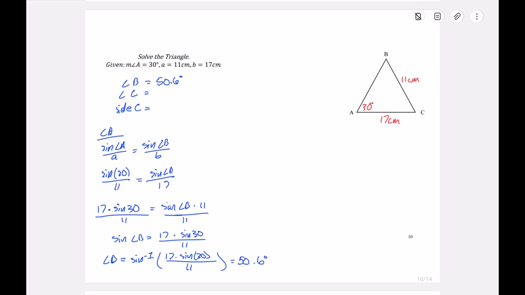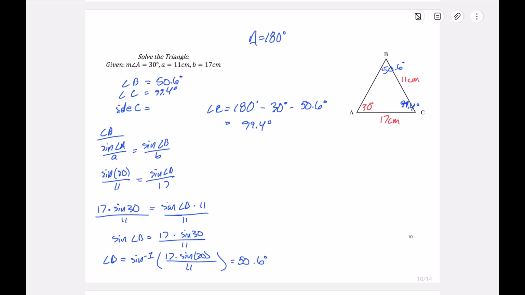Next, we want to find side C. But since we know that a triangle is equal to 180 degrees, for angle C, we're able to take 180 degrees minus one angle that we're given, 30 degrees, minus the angle that we just found, 50.6 degrees, plug it into our calculator, and we will find that angle C is equal to 99.4 degrees.